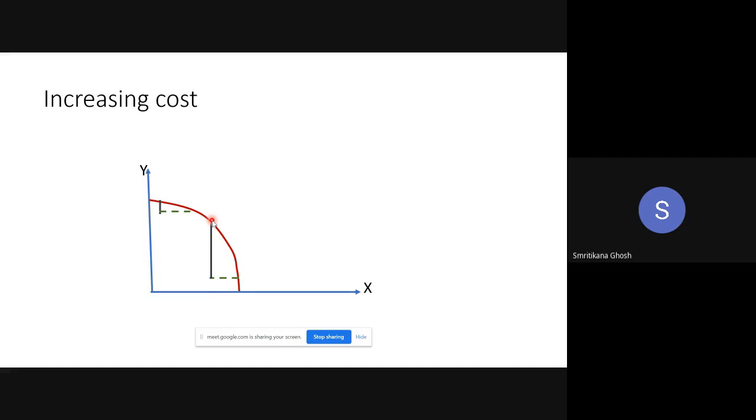I said in my class, when the producer is moving from the Y intercept to the X intercept, that means the producer is continuously increasing its X production in exchange for Y production. The opportunity cost is increasing, and that is why the curve is concave. In the case of the production possibility frontier, that is the reason. The opportunity cost is increasing.